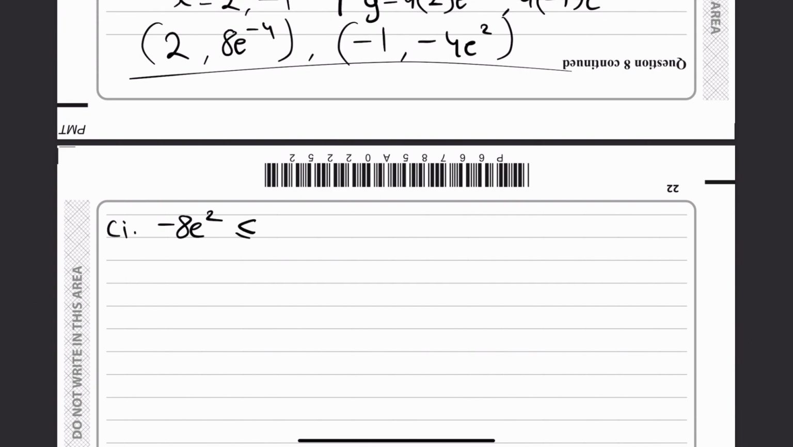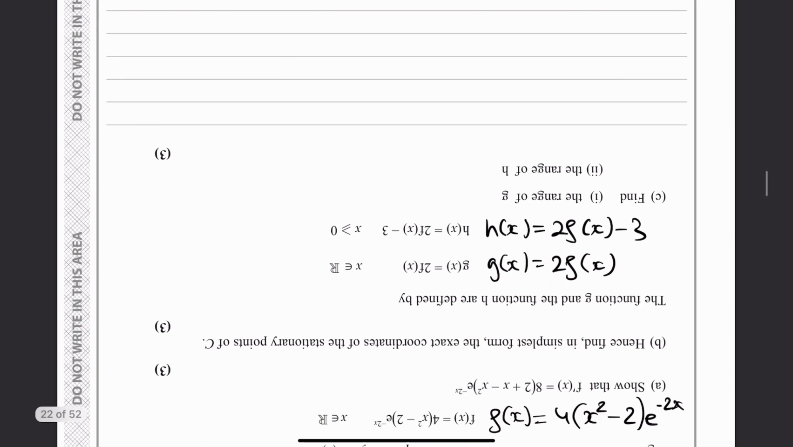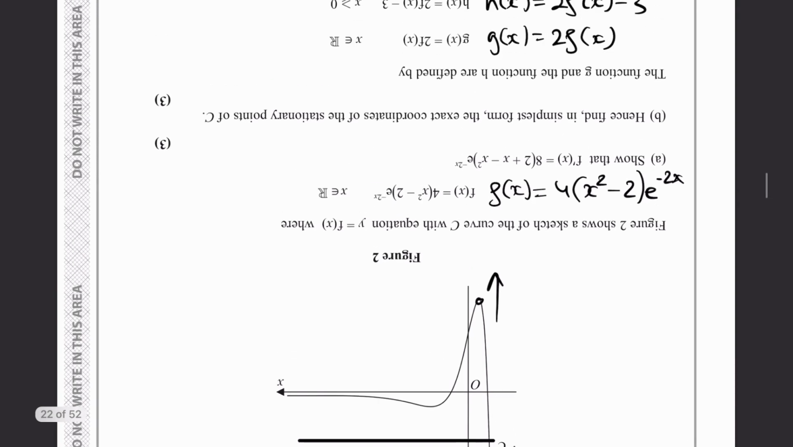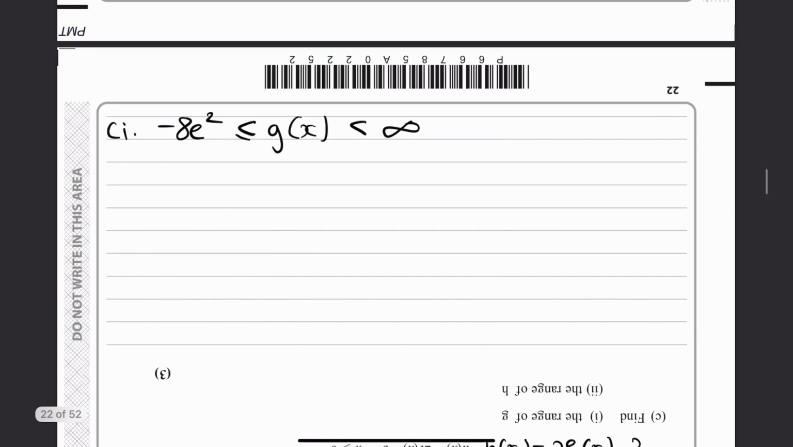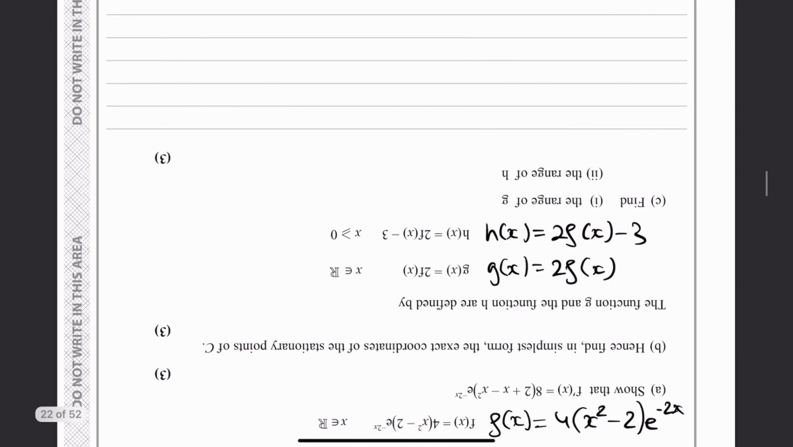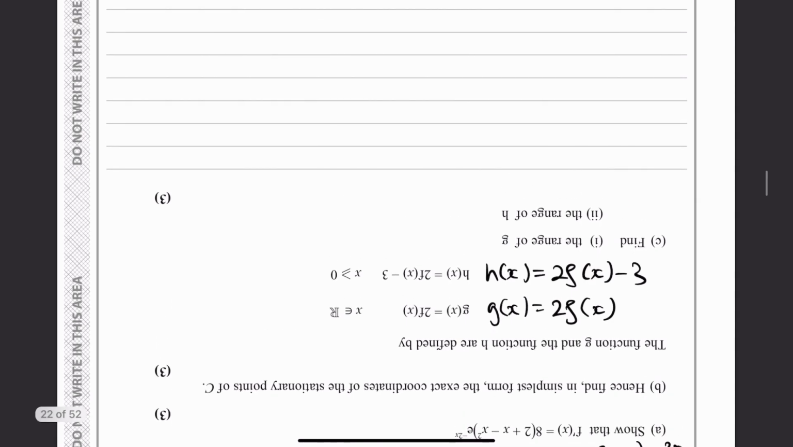So I believe this is the range. It's going to be greater than or equal to that, and it's going to be less than infinity, although it just seems a bit weird. I don't know if it's going to be infinity, but I feel like it should. Okay, yeah, hopefully that's right. So the range of g and the range of h.